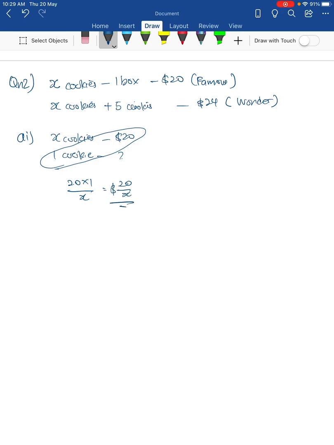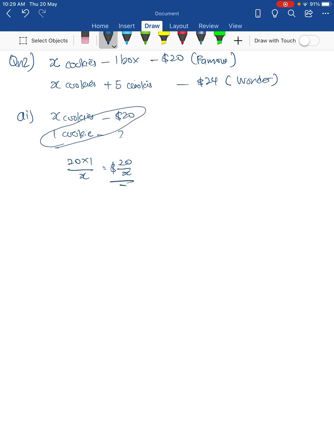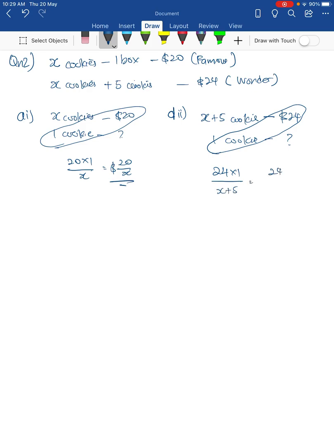Okay, so quite straightforward. Second question, A part 2. Okay, for the wonder cookies, so it's X plus 5 cookies now. Okay, represent $24, and therefore one cookie I want to find how much is that. So once again, cross multiply the 2 diagonal ones. So it's 24 times 1 divided by X plus 5. That will give us 24 over X plus 5 dollars.